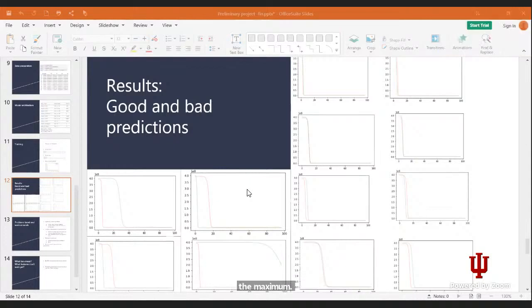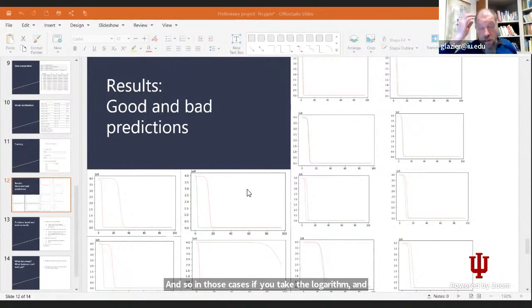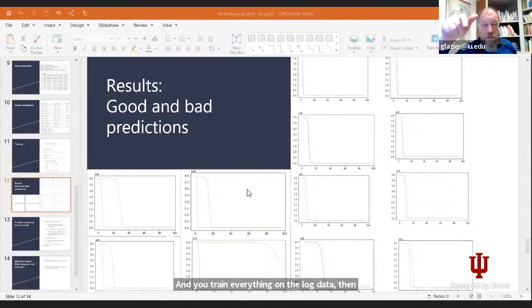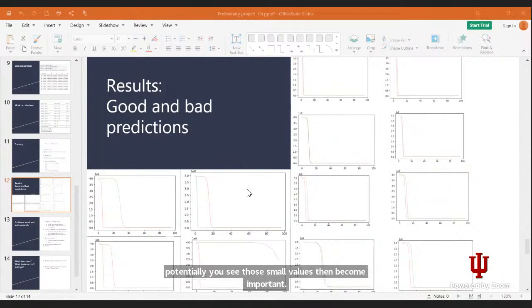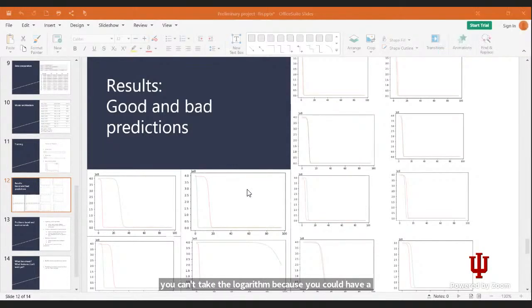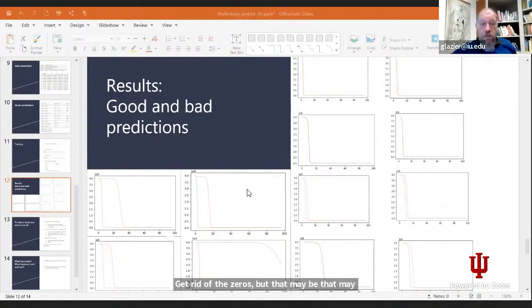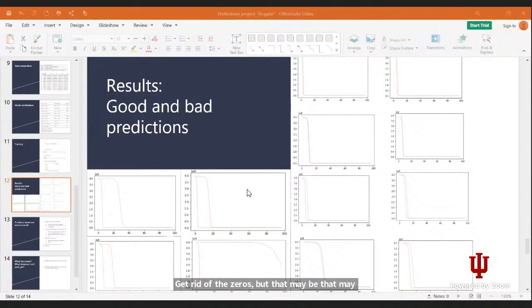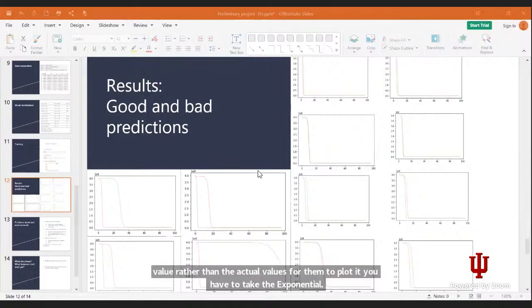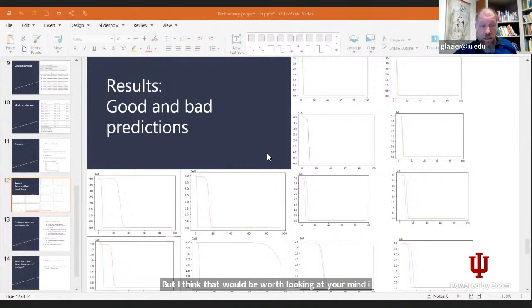Yep, that makes sense. And so in those cases, if you take the logarithm and train everything on the logged data, then potentially those small values become important, because you can see the difference. Of course, you can't just take the logarithm because you could have a zero, so you have to take the log of the value plus one to get rid of the zeros. That may be something that would help you. Then you're predicting the log of the value rather than the actual value, so to plot it you have to take the exponential. But I think that would be worth looking at. That may be why the delays are mispredicted: they're sensitive to very small values that are not being seen.